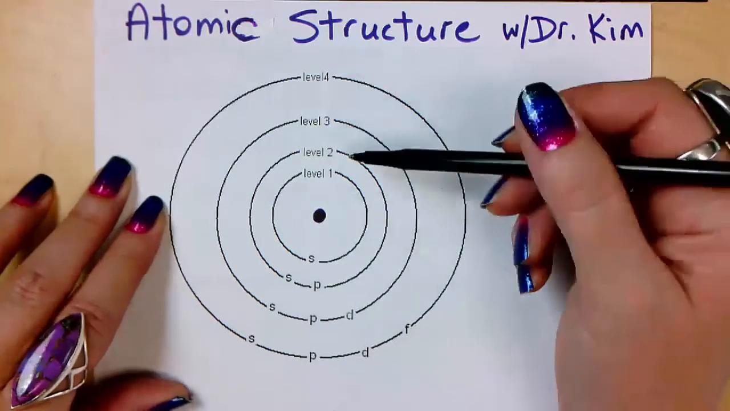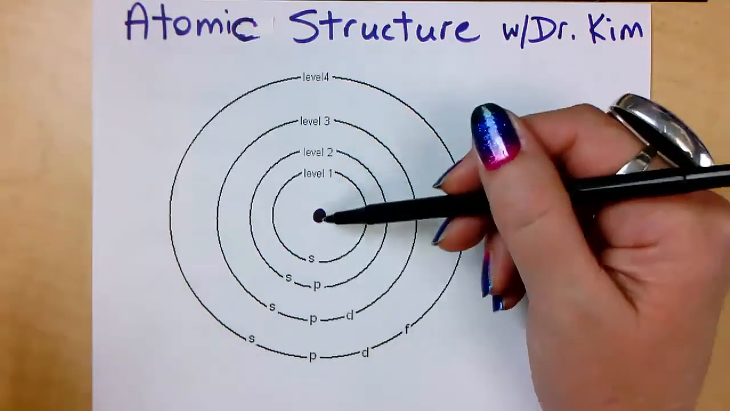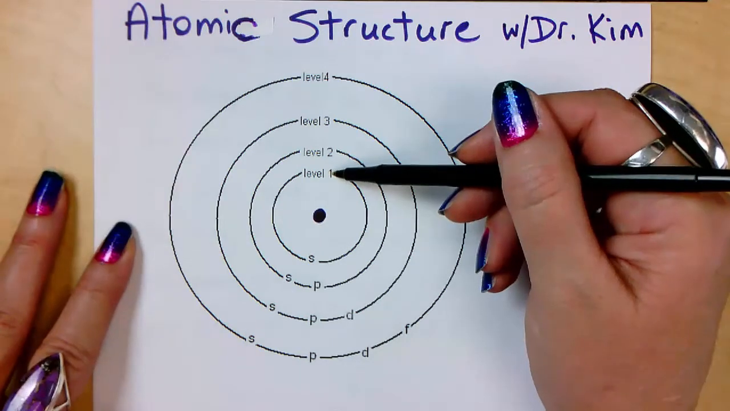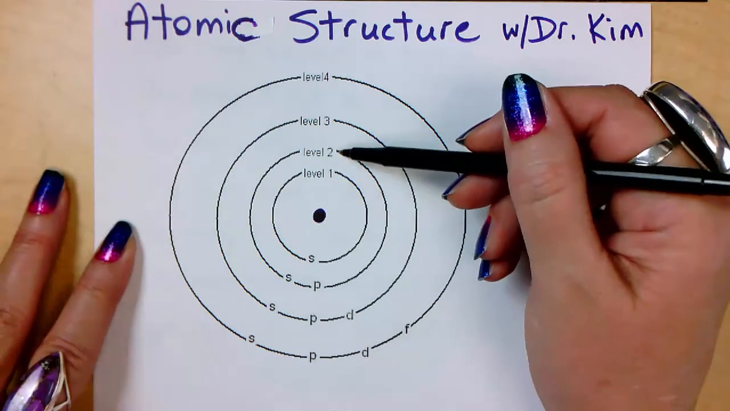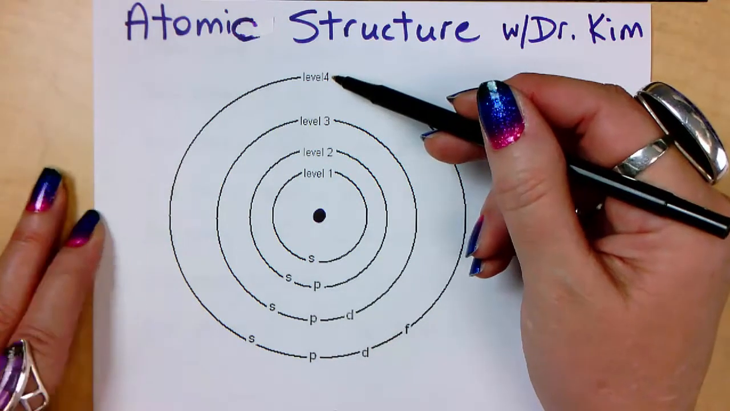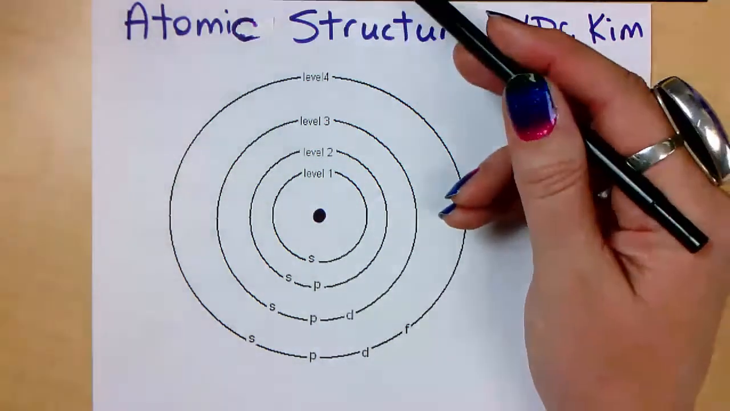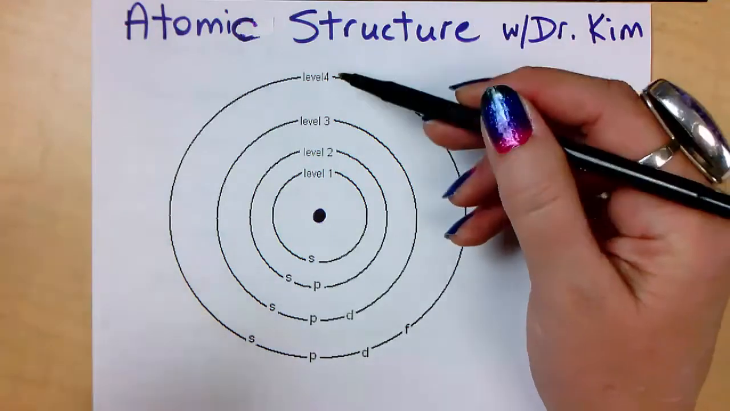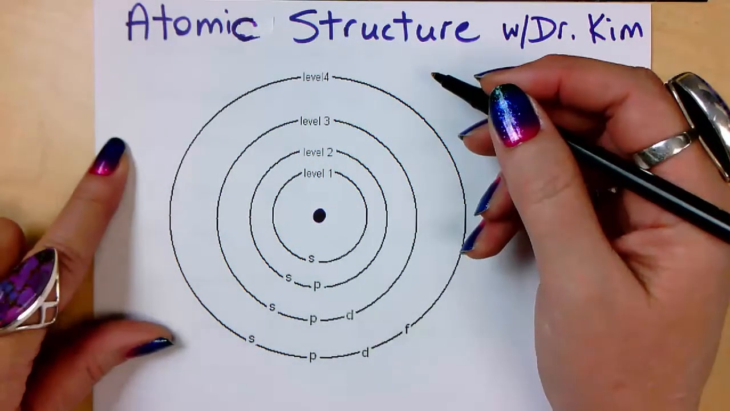Now we have levels around the nucleus. This first one is going to be level 1. The second one is going to be level 2. This is level 3. Level 4, and it keeps going, level 5, level 6, level 7, but level 4 is good enough for Kim 130.